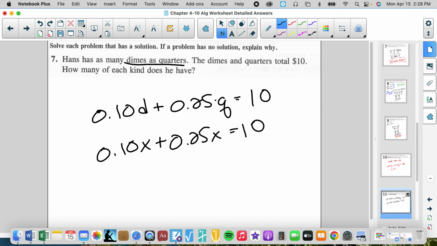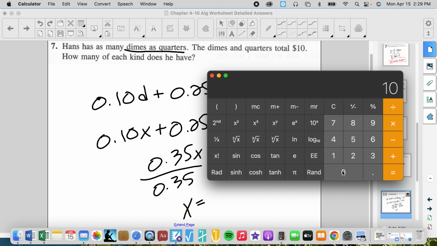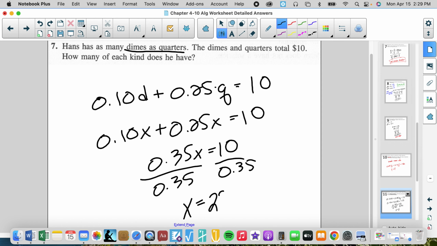Equals 10. Let's combine those. 0.35x equals 10. Divide by 0.35. X equals 10 divided by 0.35, which gives us 28.57.